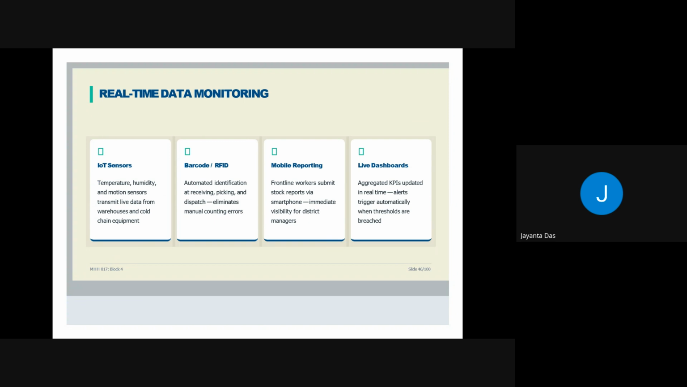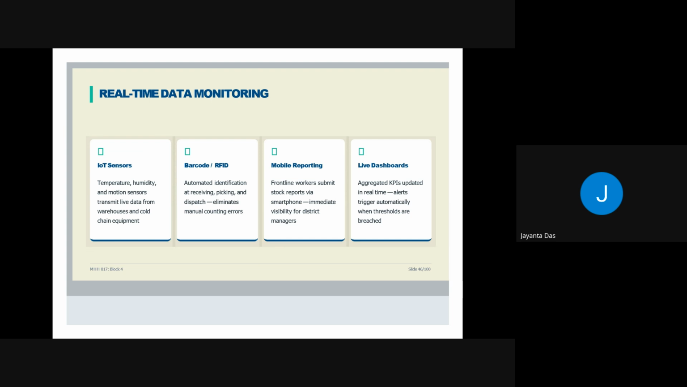So real-time data monitoring is done through IoT sensors, that is temperature, humidity, and motion sensors, which transmit live data from warehouses and cold chain equipment, as I was talking about eVIN, that is the electronic vaccine intelligence network. Then we can use barcode and RFID for automated identification. That means when the items are received, by barcoding or RFID, the system will automatically take them up, and this will be entered into our system.